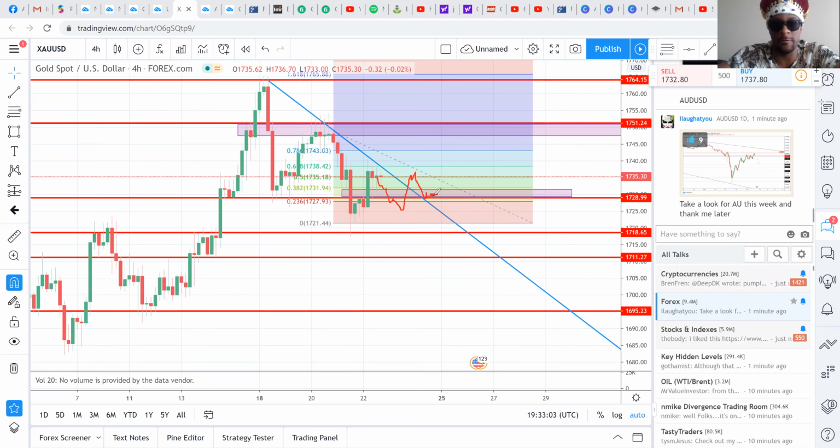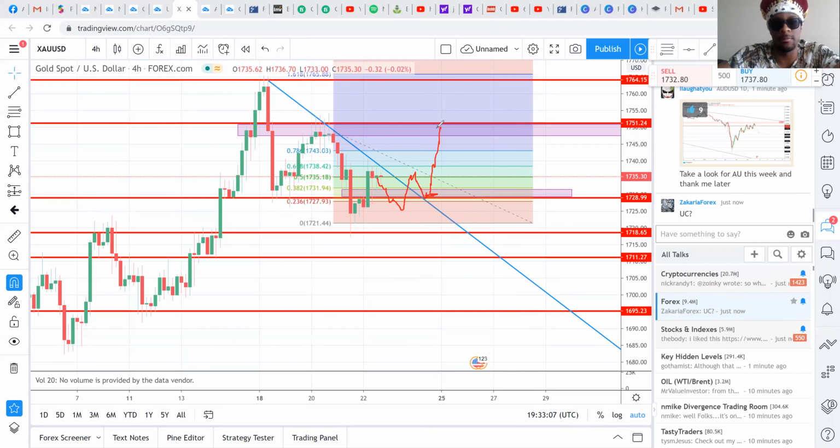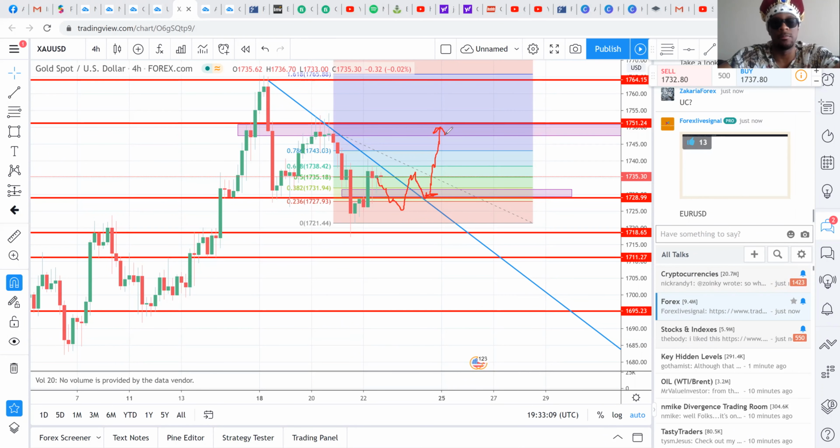Or gold could just drop and then break this trend line, use the area of support, and just go back up for the week before it potentially comes back down. So that could be an opportunity to see how the market plays with this zone area, the 1728.99.